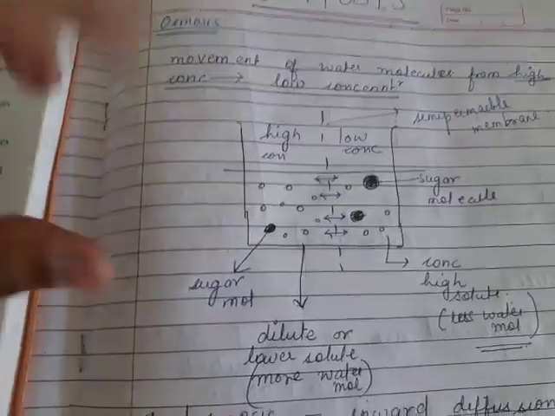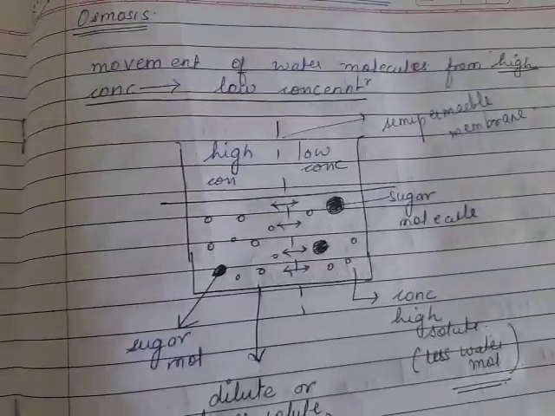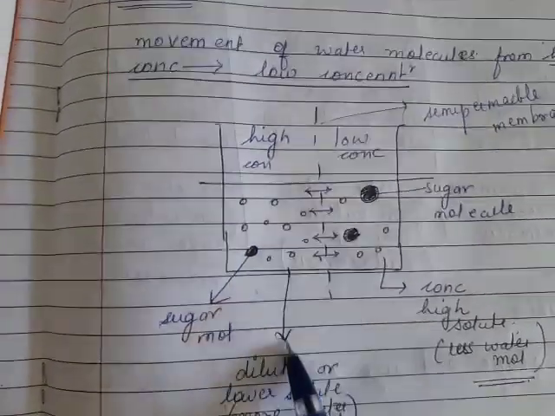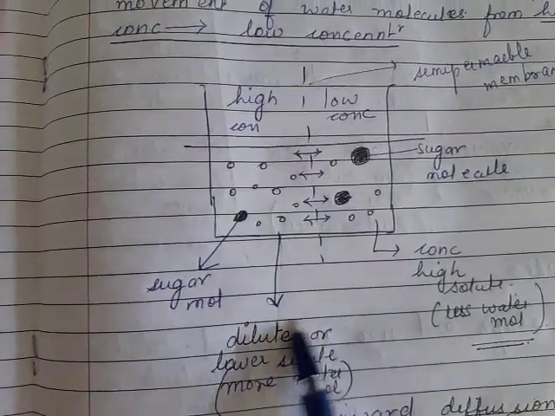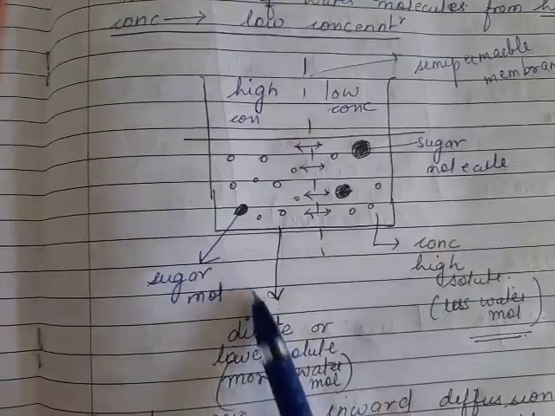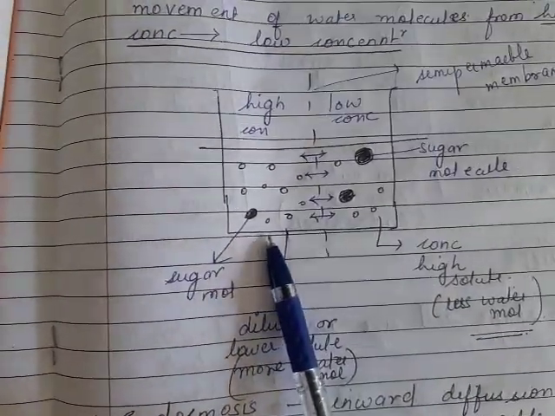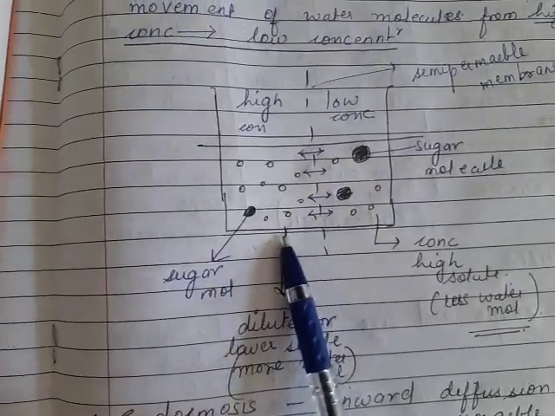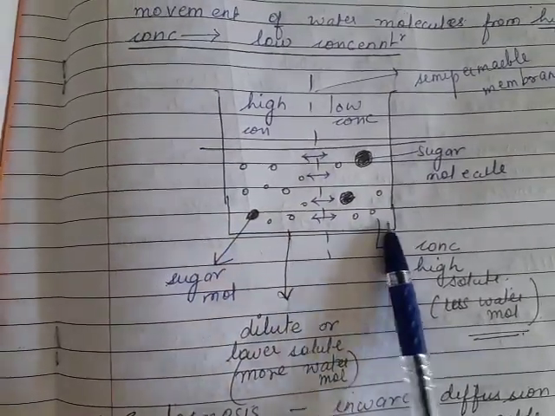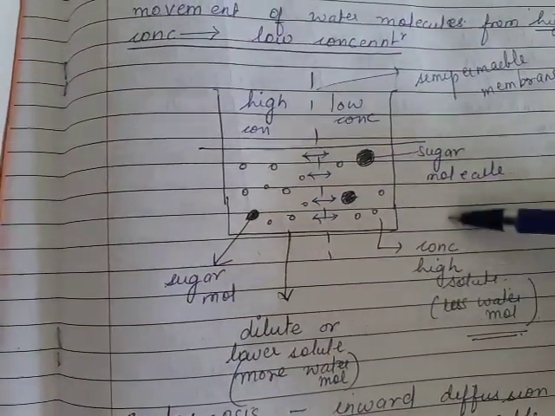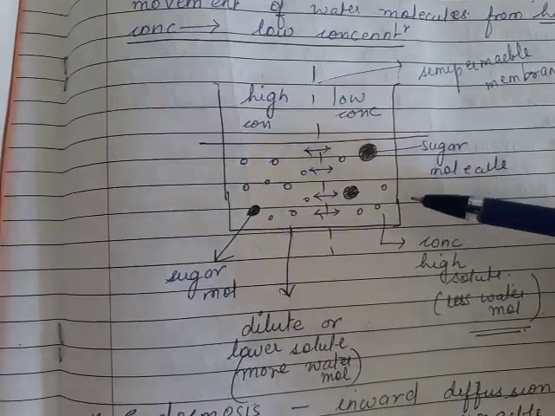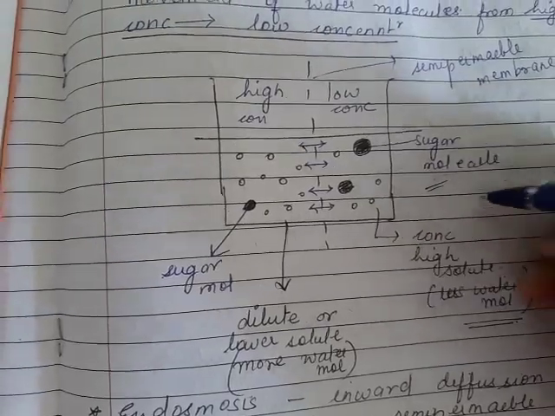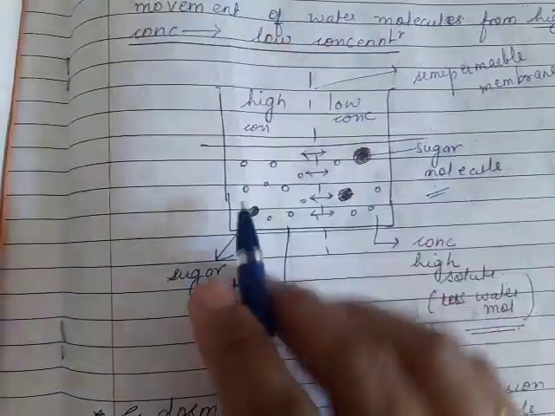So now let us understand. Here I have made a small diagram which explains osmosis. Here, high concentration means this is a dilute solution, it will have very little solute, very little sugar. But here, if you see, it's a concentrated solution. That means it has a high number of sugar molecules, a lot of sugar molecules are there, so we can say it's a high concentration. So here what will happen?